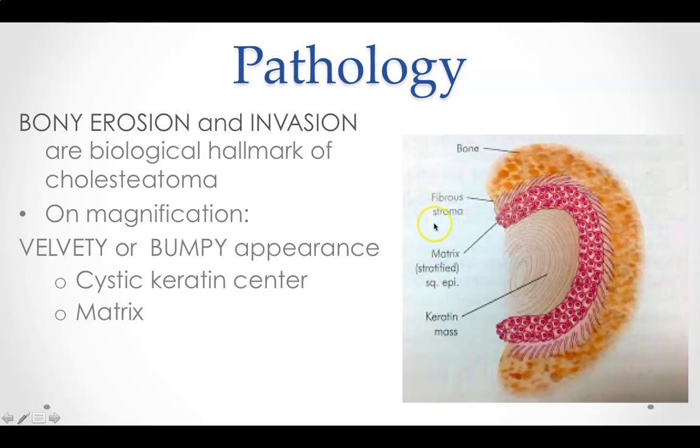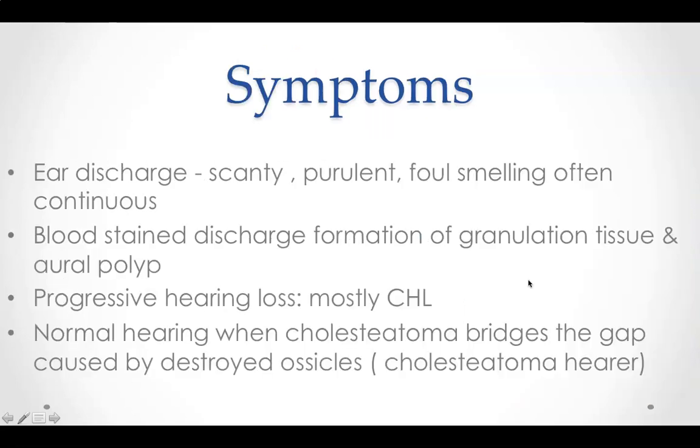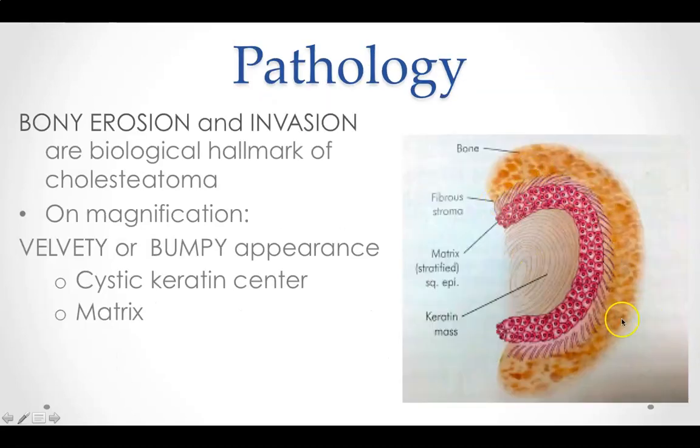So we can tell that cholesteatoma has two parts. One comprises the fibrous stroma and matrix. The matrix is made up of stratified squamous epithelium, and then inside we have the keratin mass. This is important. You can even learn this diagram.